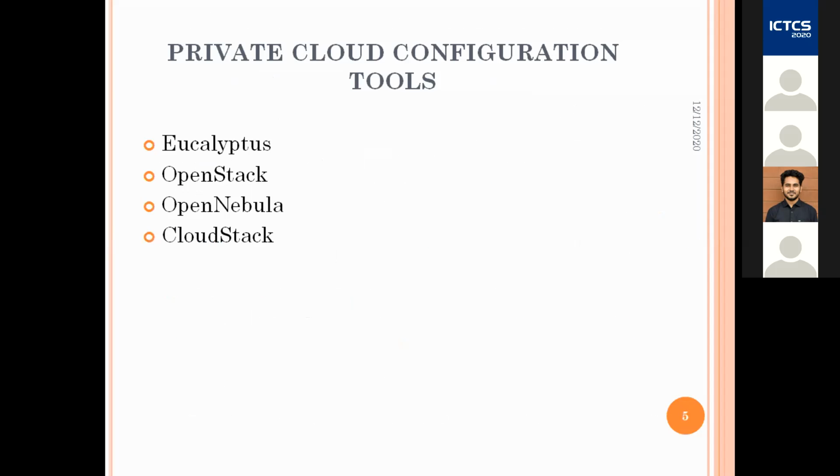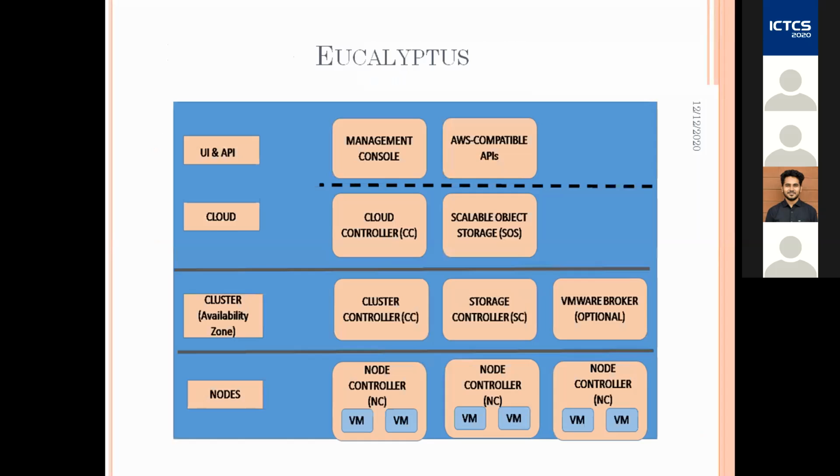Then these are some of the tools which I have referred to, which can be used for the implementation of clouds. The first tool I have studied is Eucalyptus. This Eucalyptus allows organizations to easily migrate apps and data to build private or hybrid cloud environments, and it is compatible with Amazon Web Services. Eucalyptus is an open source cloud computing platform for installing private and hybrid cloud.